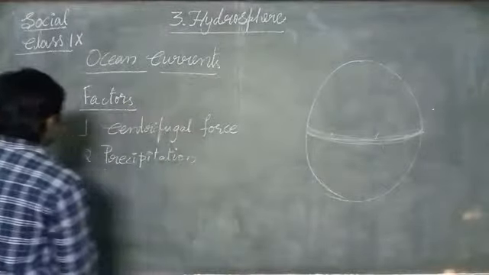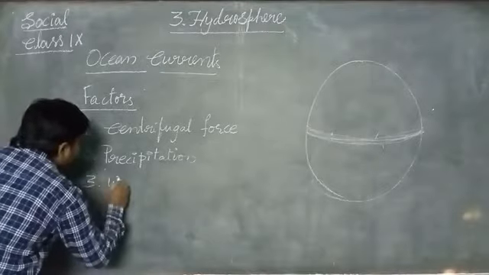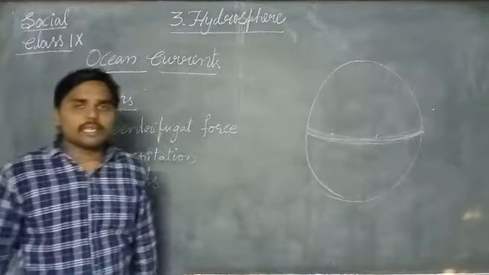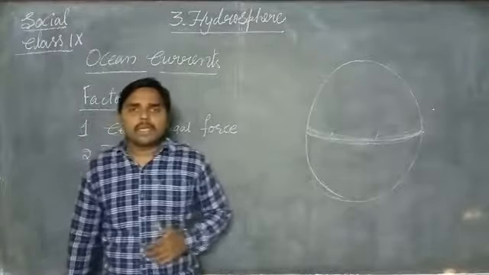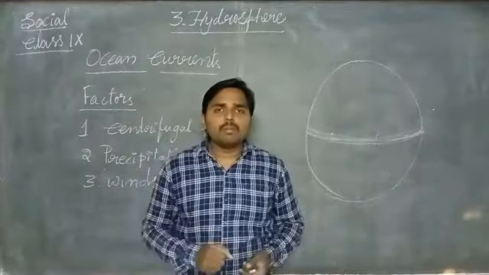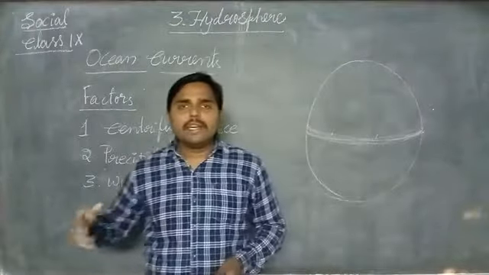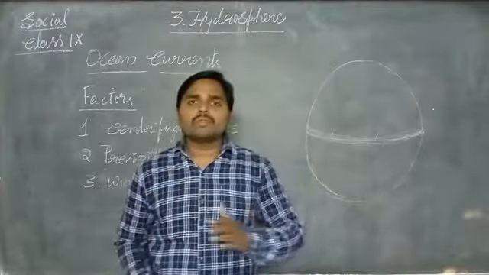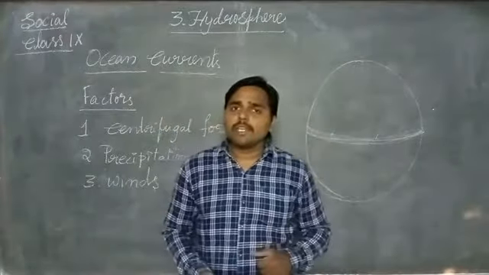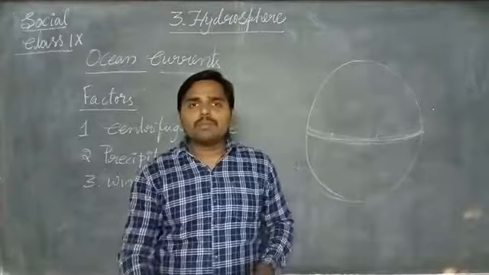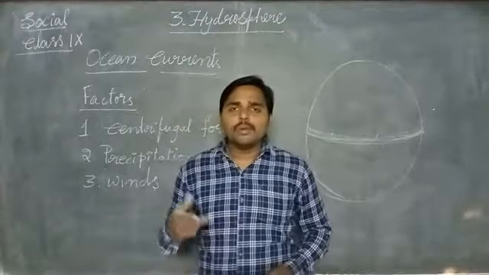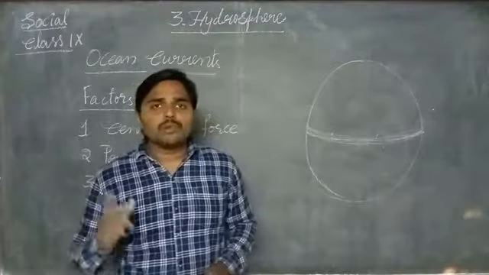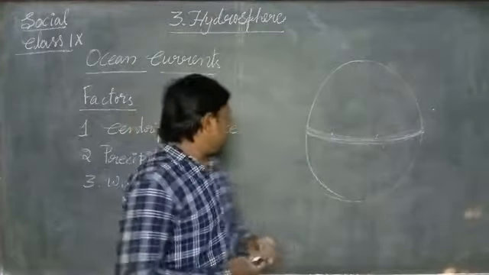Okay, now let us see the winds, and how they affect the oceanic currents. Whenever low atmospheric pressure is created, winds flow over the surface of the oceans. Whenever the winds flow over the surface, they form waves on the surface of the water. Due to the formation of these waves, oceanic currents form.